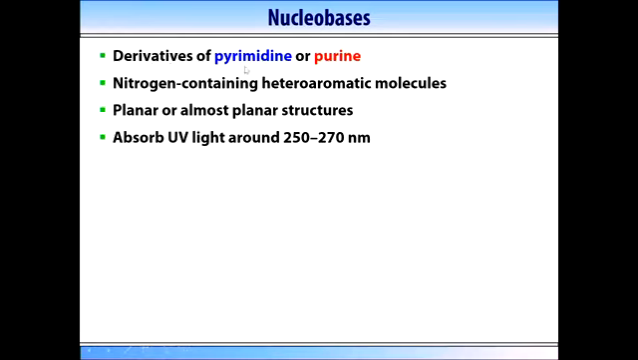As I said, they're derivatives of either pyrimidine or purine, and they're not just made out of carbon, they contain nitrogen. It's important that these are aromatic molecules, which means they have alternating double bonds and a planar structure. As a result of being aromatic, they absorb UV light in the wavelength range from 250 to 170 nanometers. By the way, what are the wavelengths of visible light?